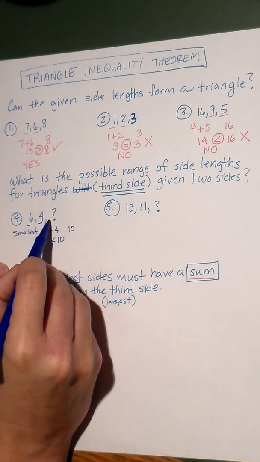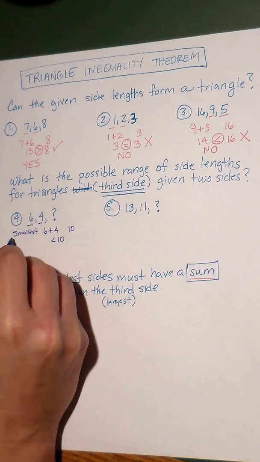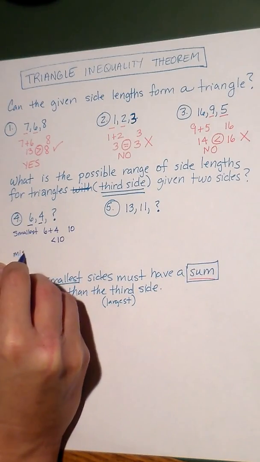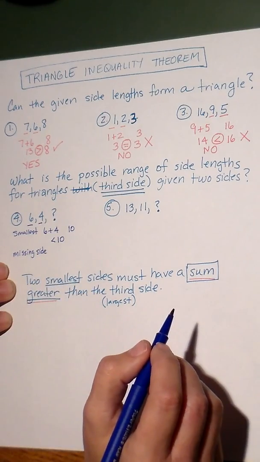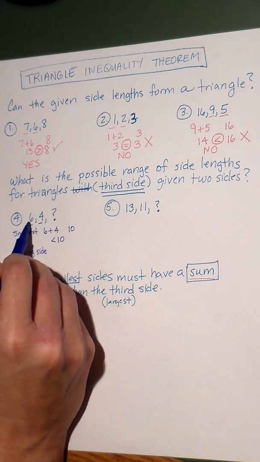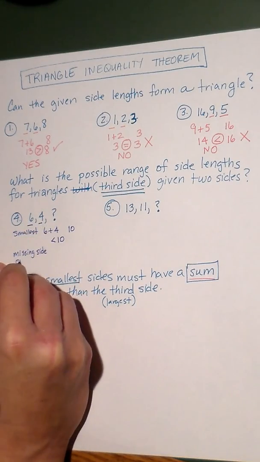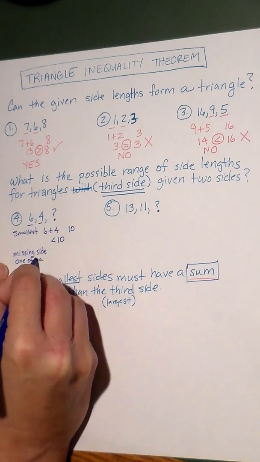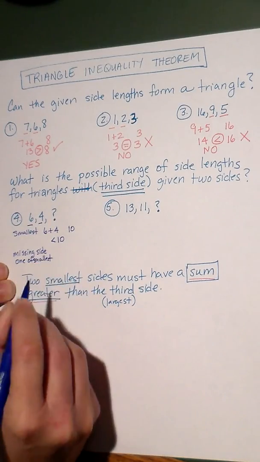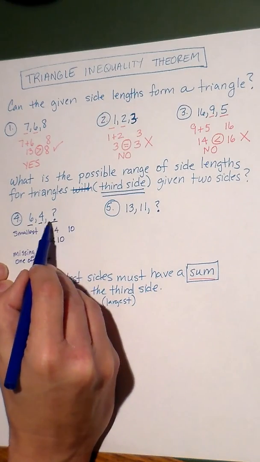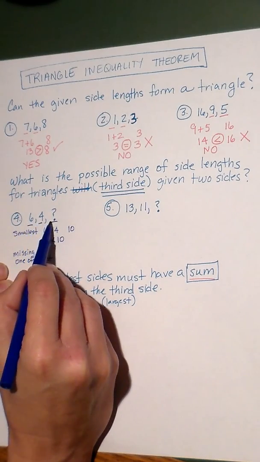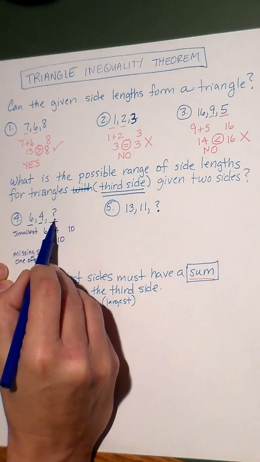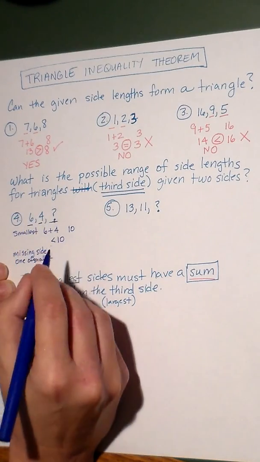Well, what if the missing side is something that affects the 6? What if this missing side is one of the smallest? So that means 4 and the missing side are the smallest sides. That means 6 is now the biggest side. So if 6 is the biggest side, 4 plus what? What would this number have to be to make this greater than 6? And the answer is 3.